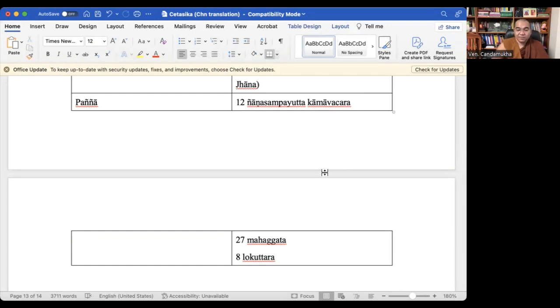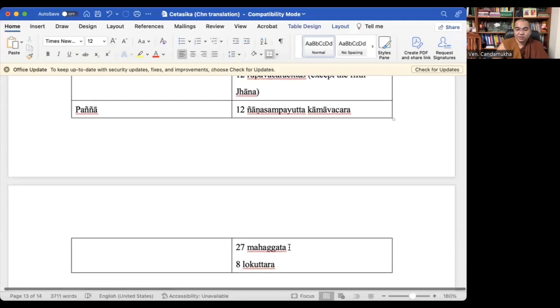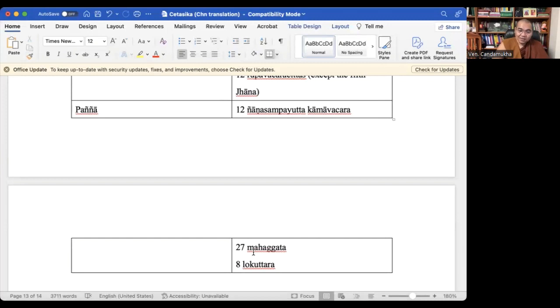Also the 27 Mahaggata Citta, 15 Rupavacara and 12 Arupavacara, in these Citta also Pannindriya, Panna Cetasika, is available. And the last one is the 8 Lokuttara Citta, 4 Magga, 4 Phala. There also Magga wisdom, Panna, is available. So altogether 47. Pannindriya or Panna Cetasika associates with the 47 Citta. So that is one Sampayoga method.